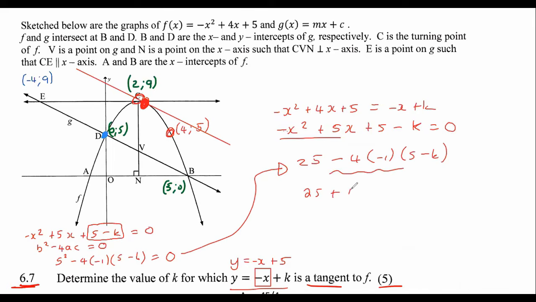So that will become plus 4. And then that's all equal to 0. Then I'm just going to multiply this in like that. And now I'm going to go and solve for k. So I would end up with minus 4k equals minus 45. I then divide by minus 4, and I end up with 45 over 4.